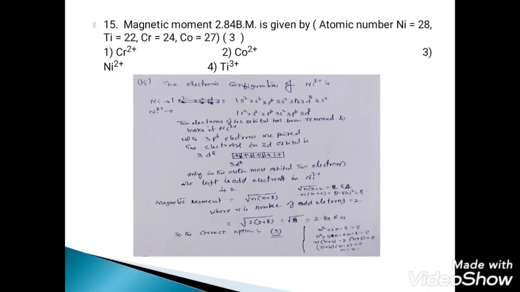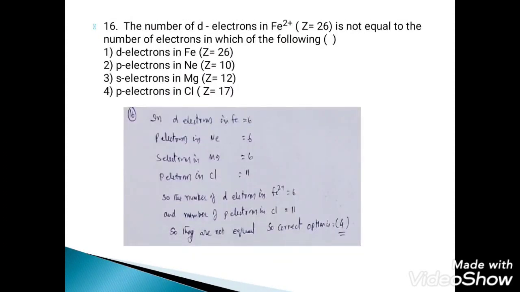For the remaining ions, we won't get 2 unpaired electrons in the outermost shell. All the remaining ions will not have that many. So the correct option is Ni2 plus only.